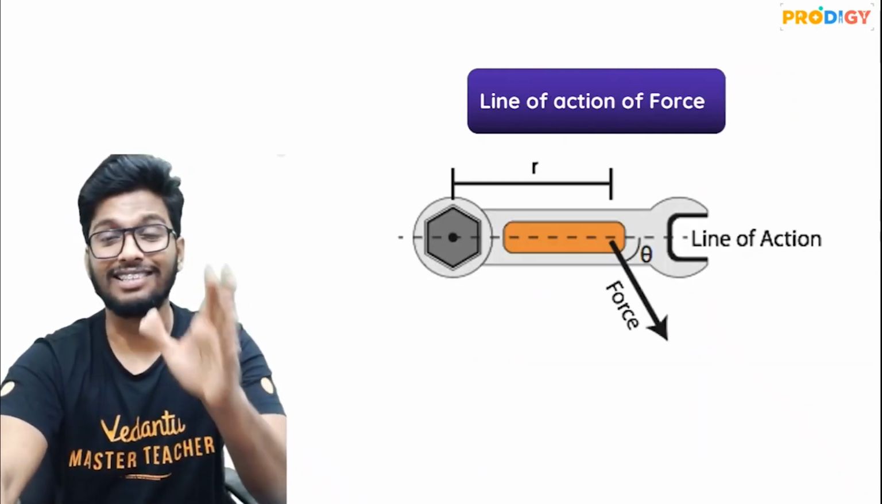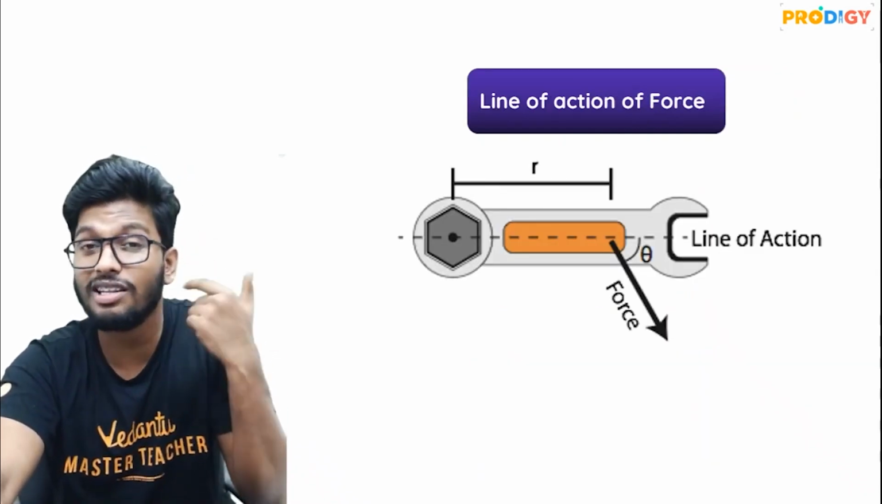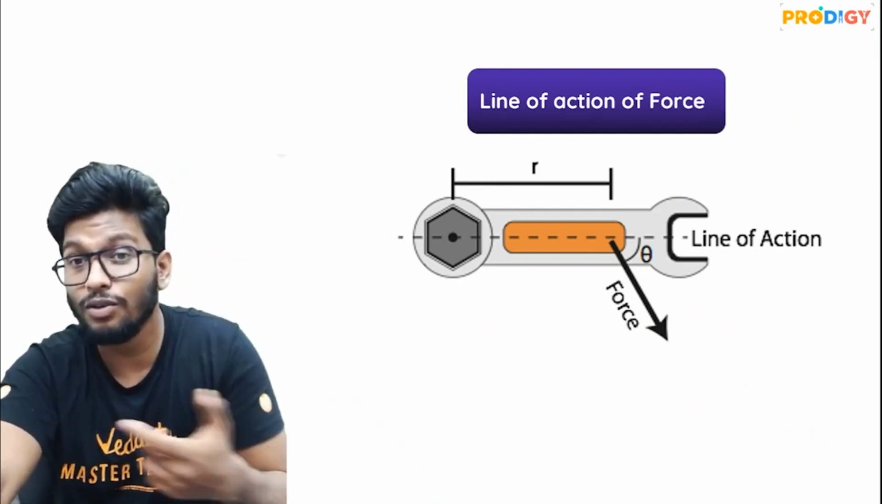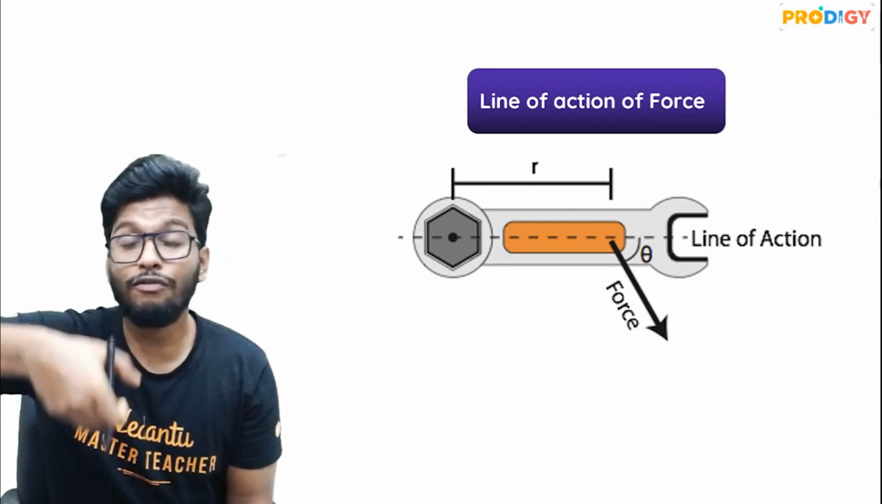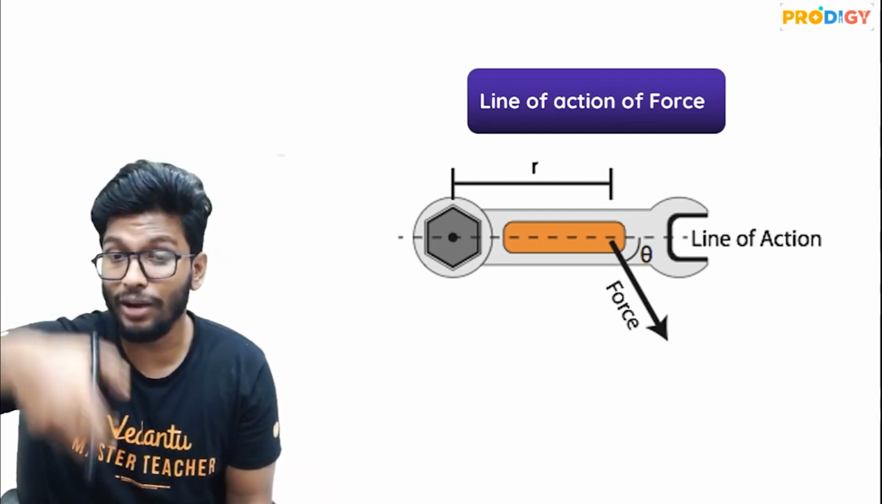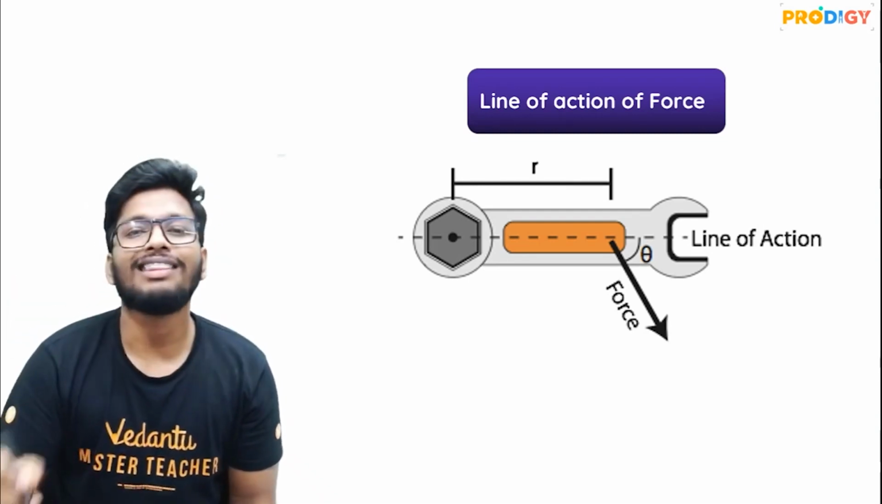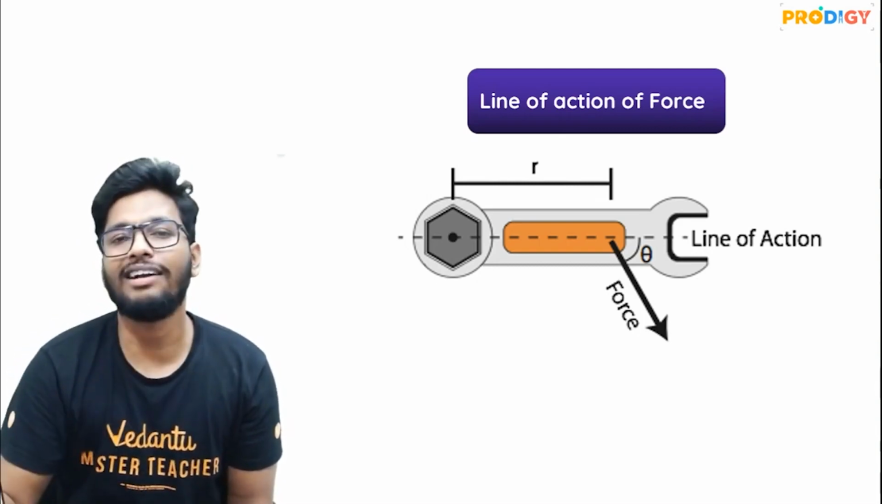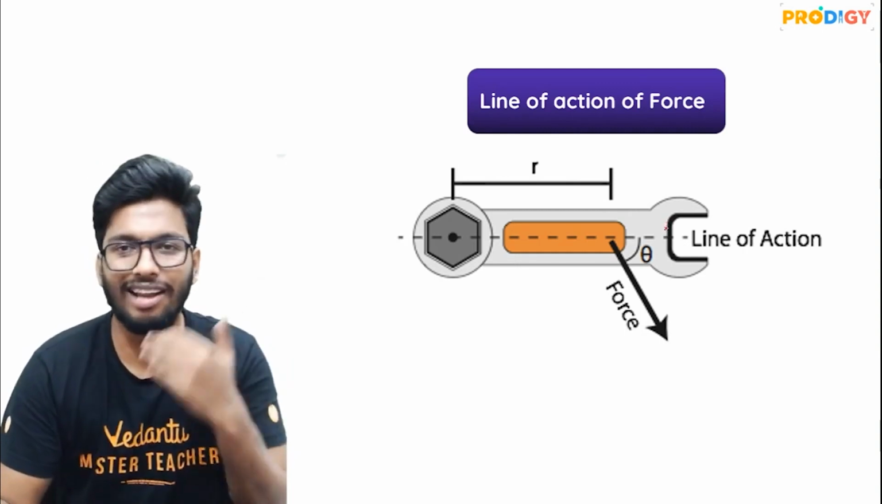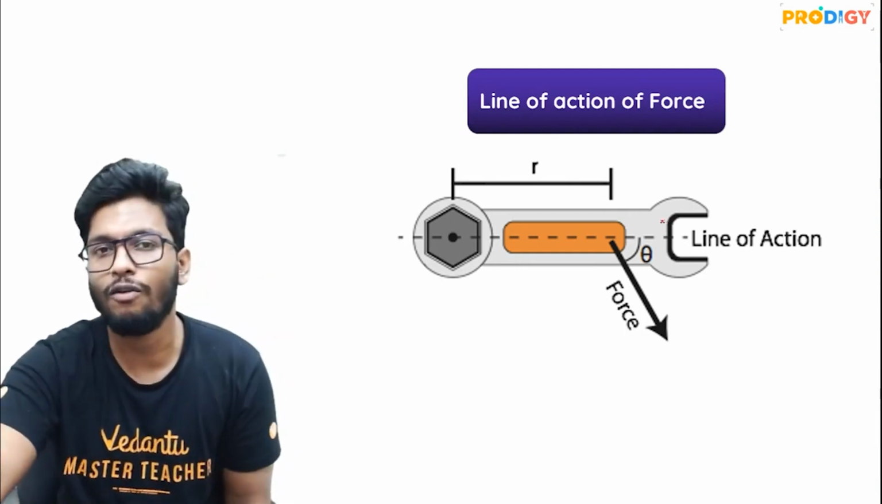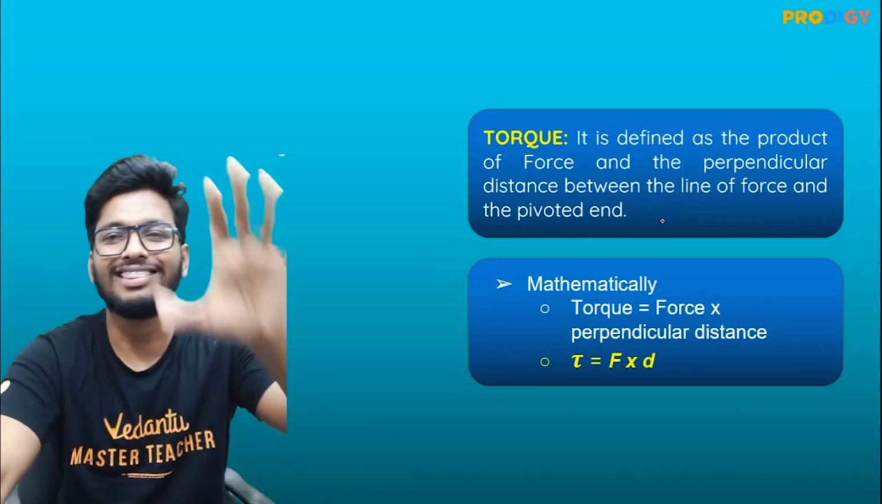Simple. So yes, guys, once again, for all those who did not understand what is line of force or line of action of force, it's nothing but this. When you have a wrench, you're applying a force in this direction. Whichever direction you're applying the force, the straight line drawn to that, when you extend that, that would be your line of action of force, or line of force, whatever you want to call it.